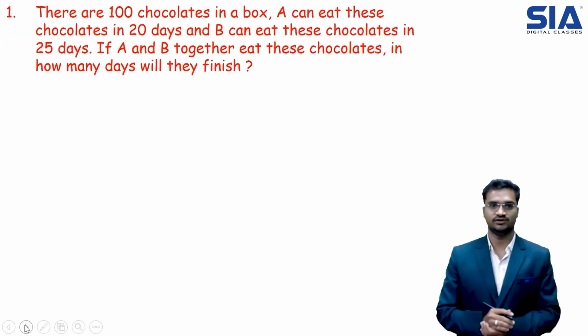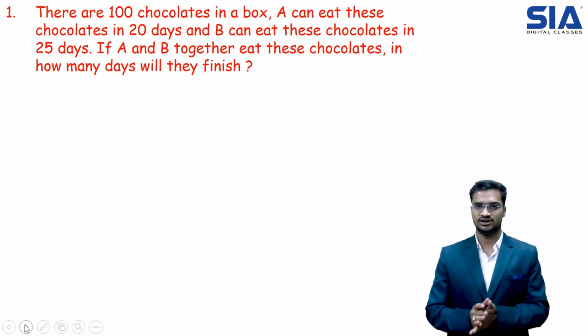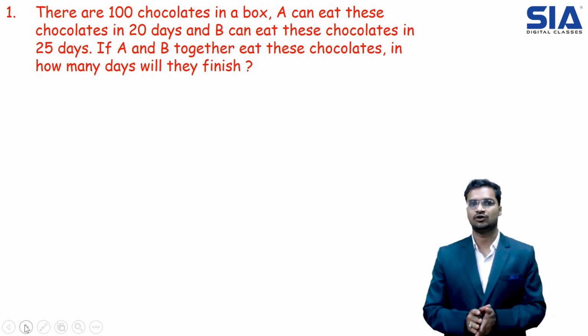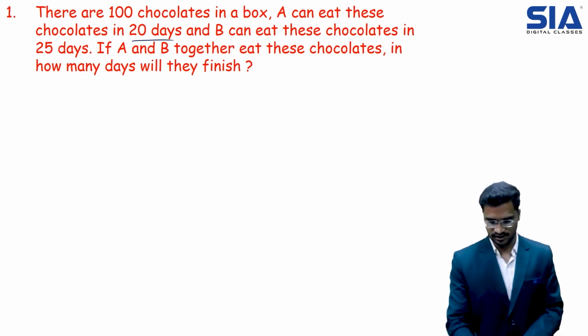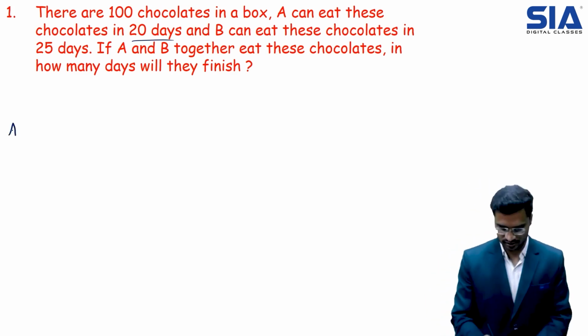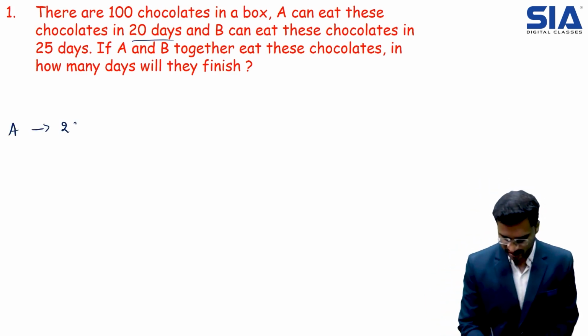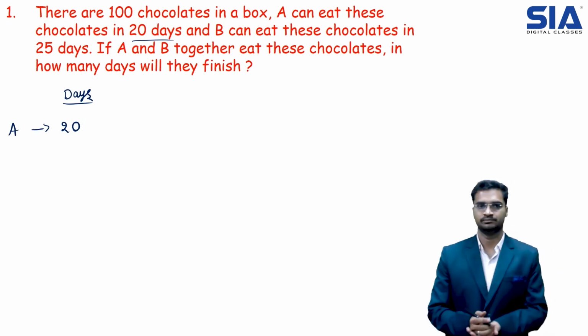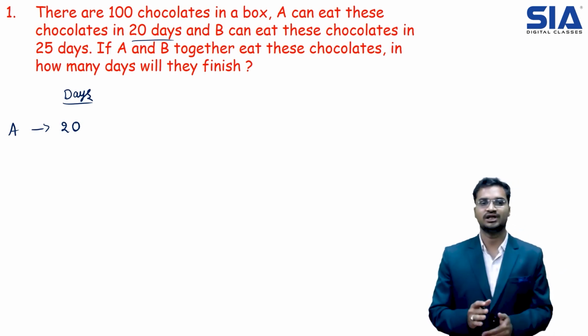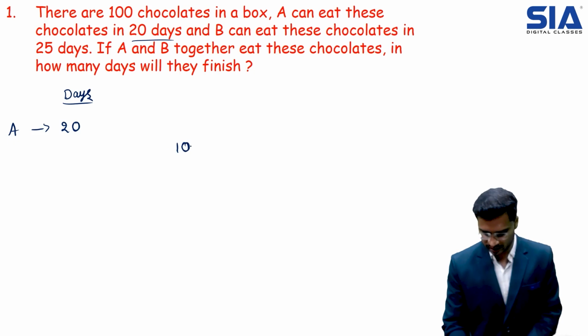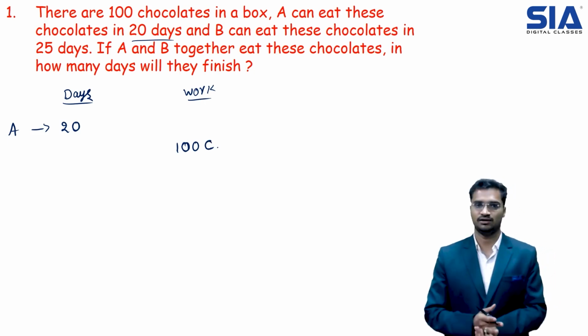The first question is here. There are 100 chocolates in a box. A can eat these chocolates in how many days? He is eating these chocolates in 20 days. Days here represents time. And 100 chocolates is what he should eat, so he is doing this particular work.